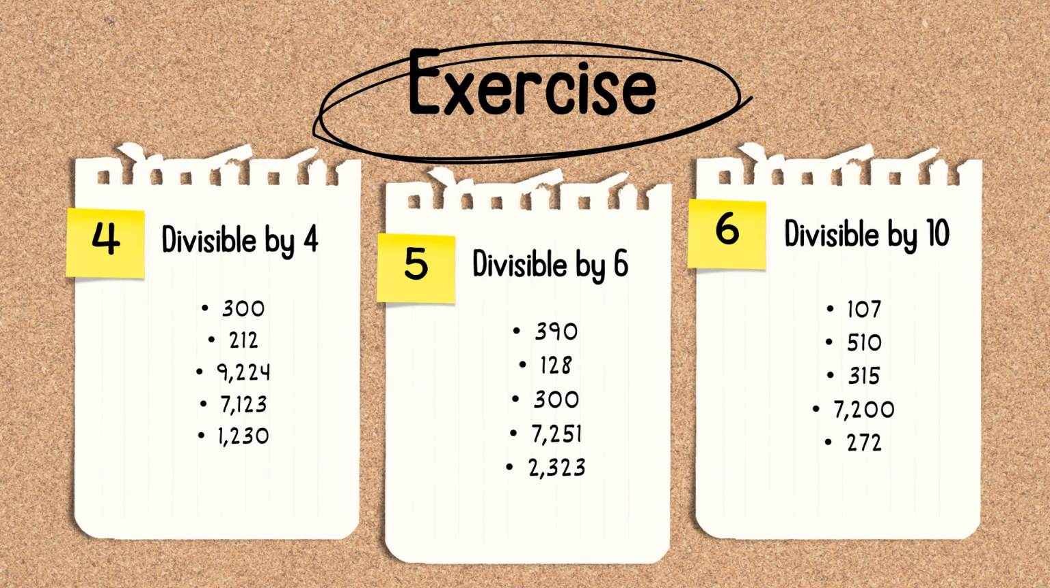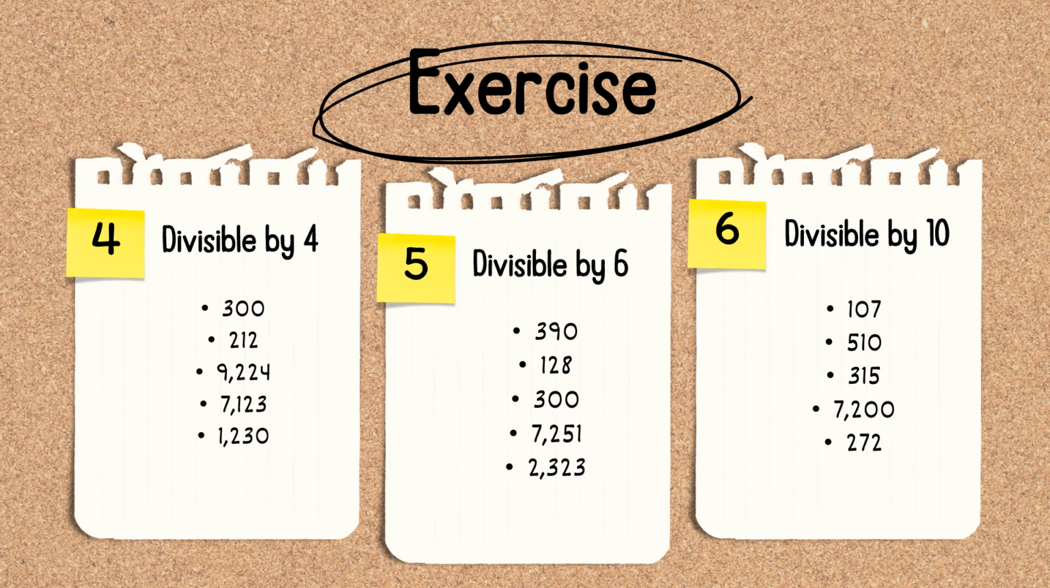390. It is an even number. It is divisible by 2. Okay. Is it divisible by 3? Let's add the sum of the digits. 3 plus 9 equals 12. Yes, 12 is divisible by 3. So the whole number 390 is divisible by 6 because it is divisible by both 2 and 3.